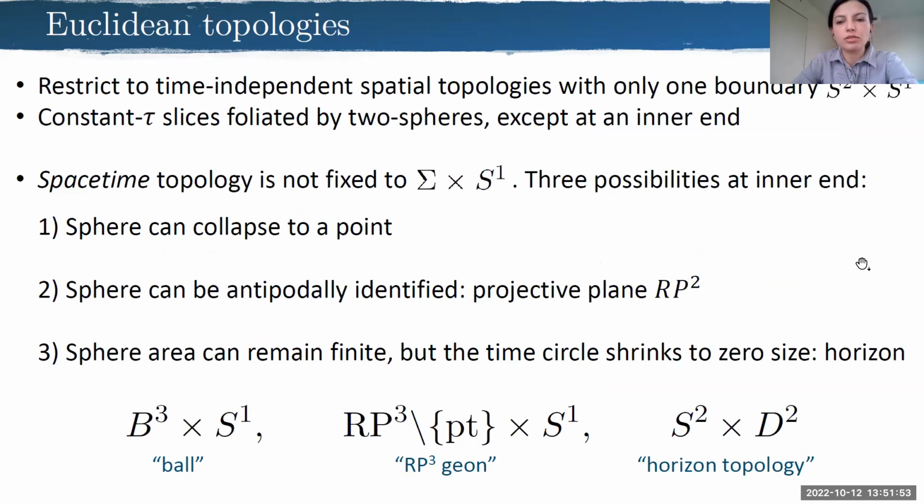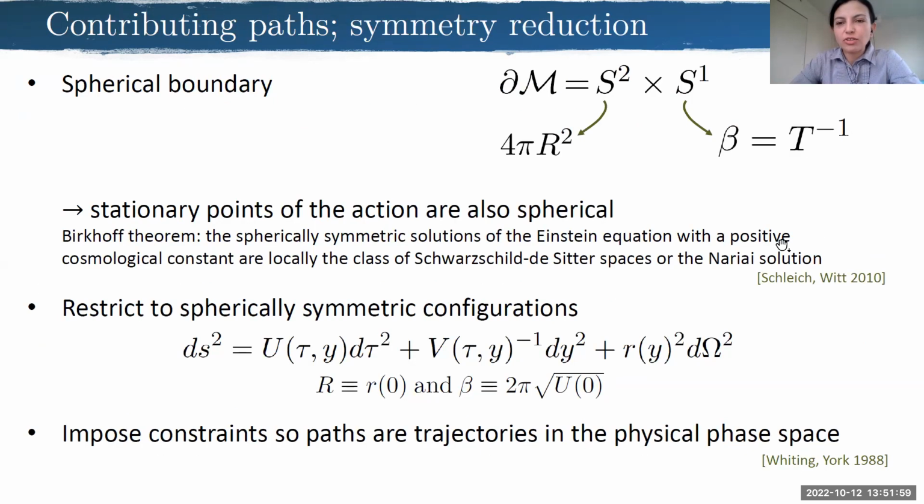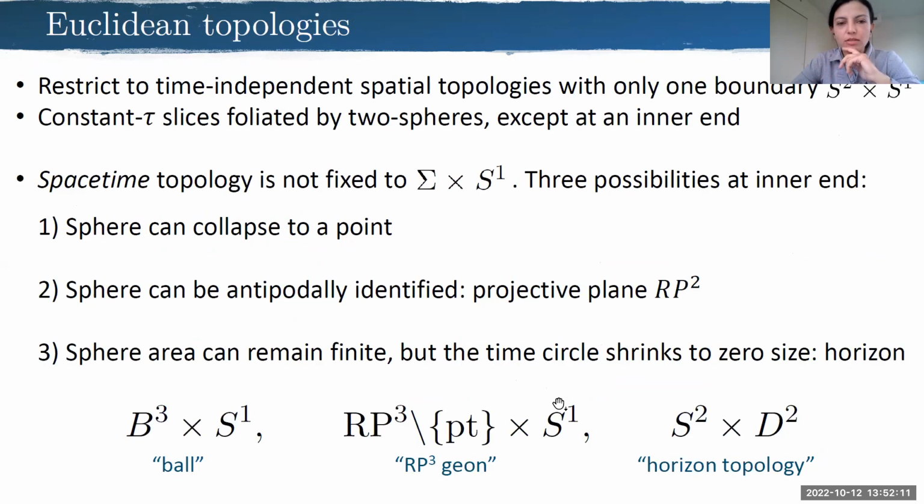What about the topologies? So you notice that at this point, we are trying to be as general as possible. So we have a path integral. We want to know what configurations contribute to the path integral. So this is about the geometry. Now about the topology, we also restrict to time-independent spatial topology. So we don't allow spatial topologies to change over Euclidean time.